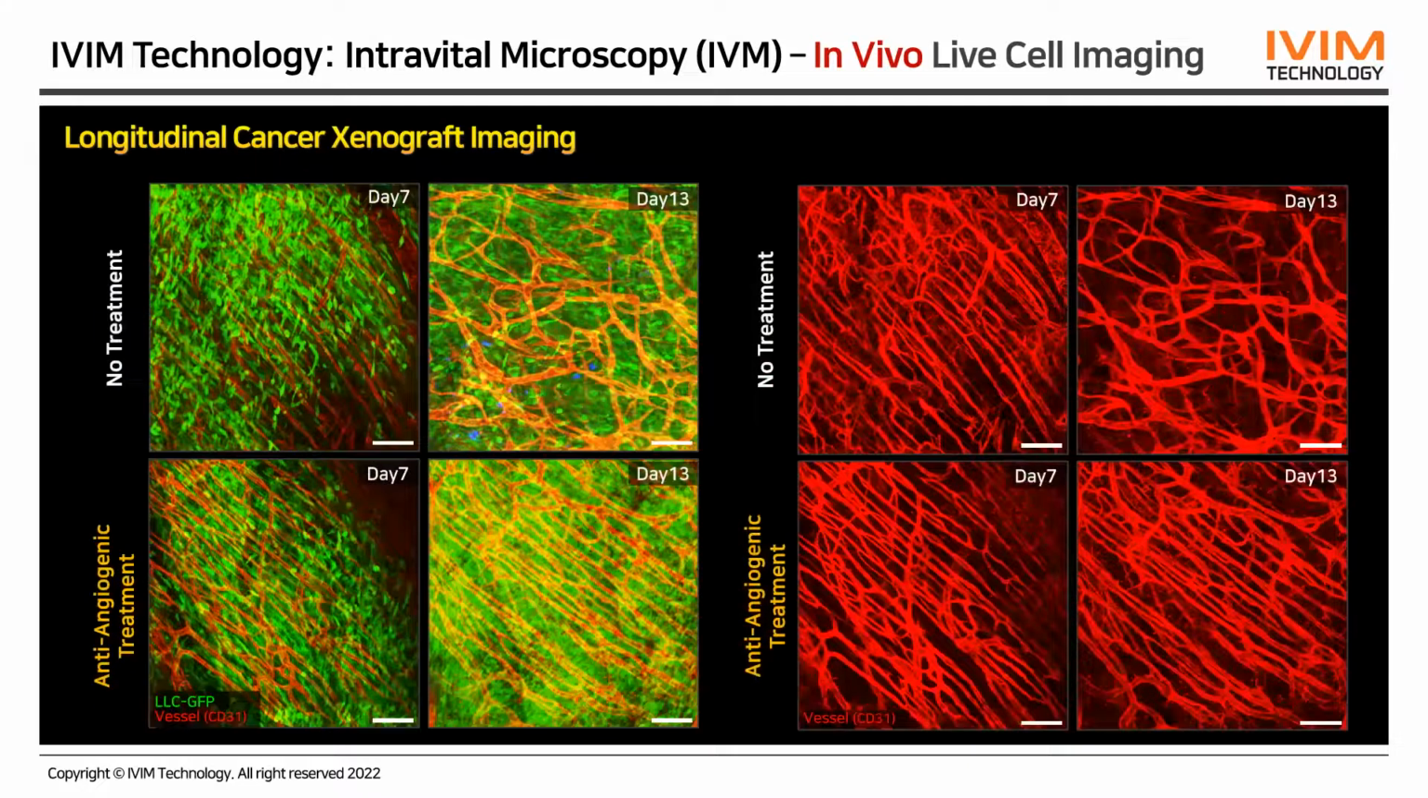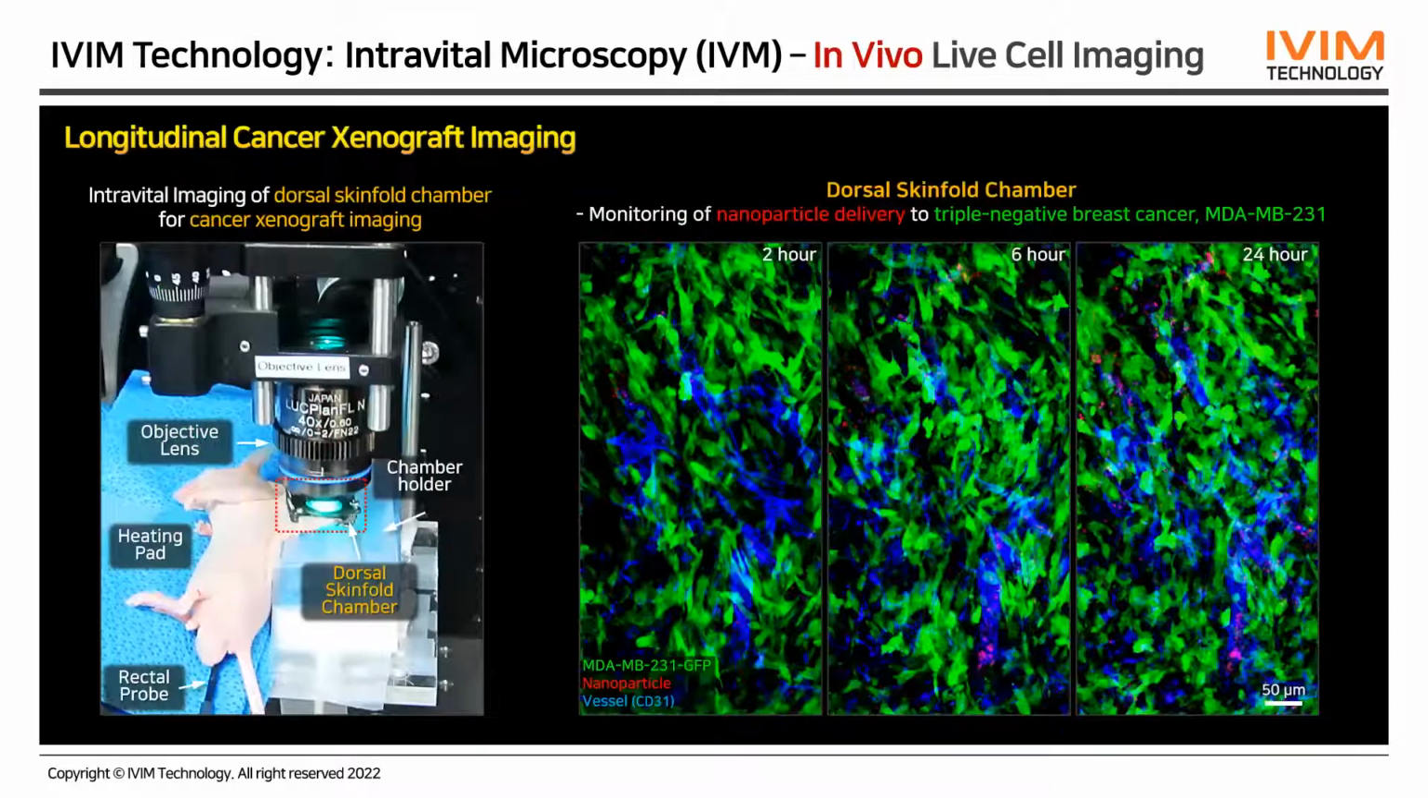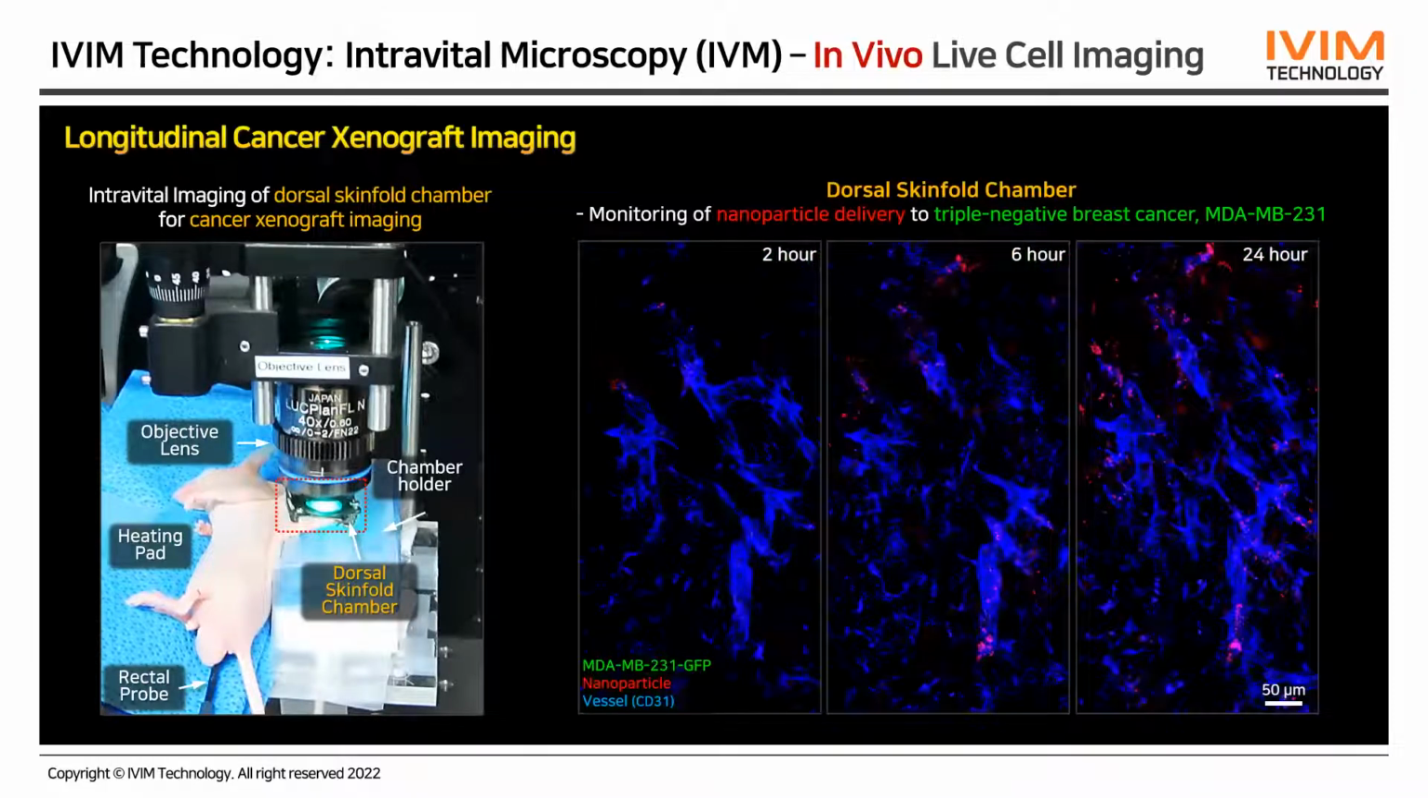After drug treatment, vessel morphology became more normalized compared to the sham control model. This is another example investigating nanoparticle delivery to the breast cancer cells. Over time after particle injection, we could monitor the delivery rate of nanoparticle to the tumor tissue. Within 24 hours, nanoparticles are fully delivered to the breast cancer tissue.